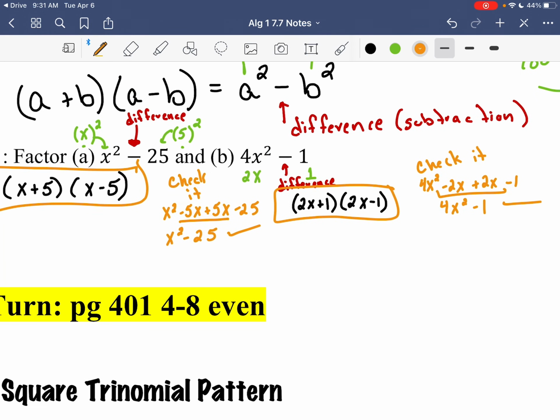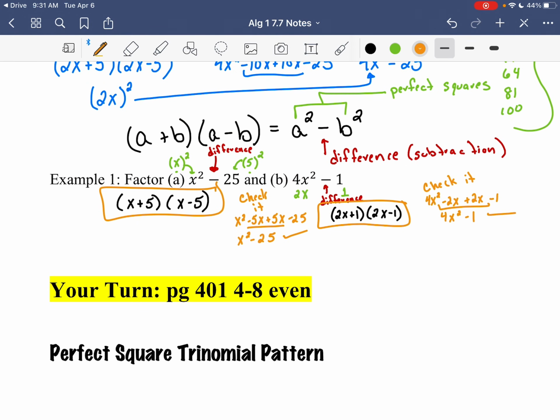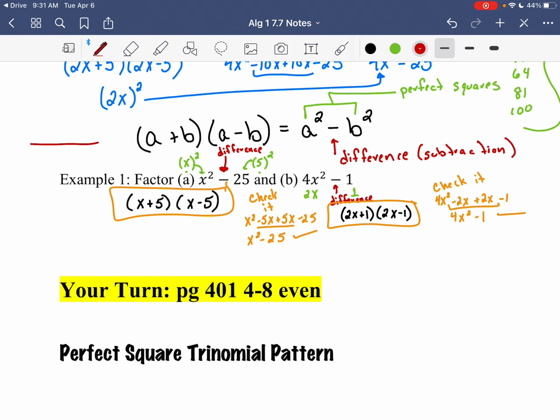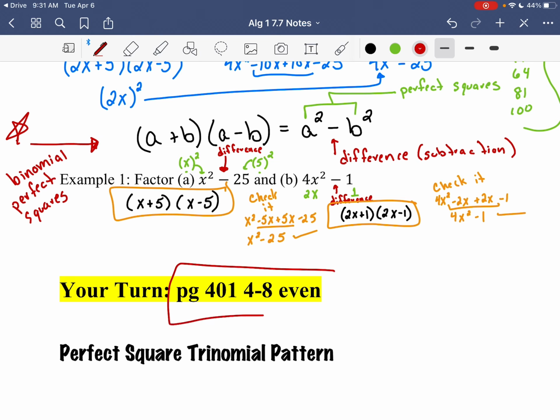The difference of squares is a very, very important pattern to notice. It comes up all the time later in algebra, so this is something we're always looking for. Always look for that difference of squares. The key thing is normally if you're asked to factor something and it only has two terms, it's a binomial, we're looking for those perfect squares. If there are perfect squares in a binomial, it's probably going to factor as a difference of squares. Now your turn, page 401, problems 4 through 8.